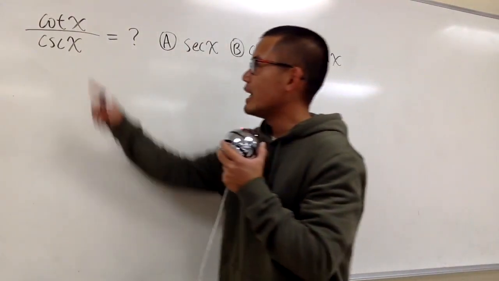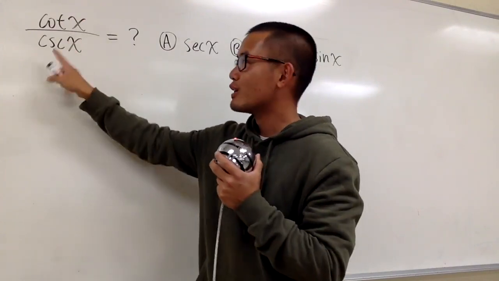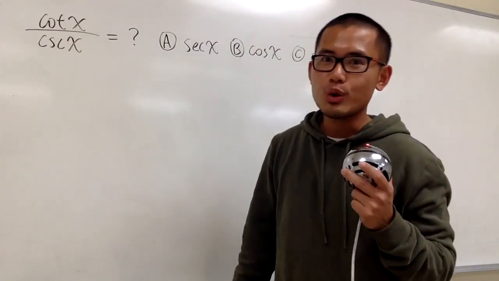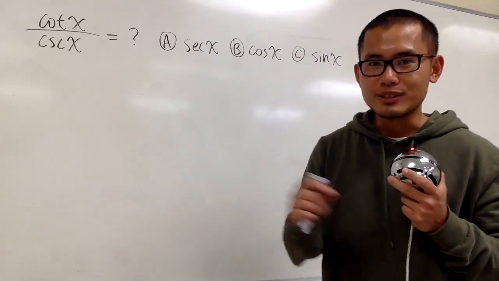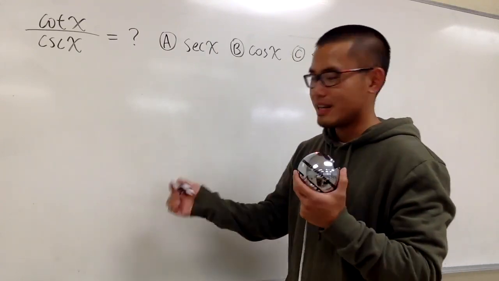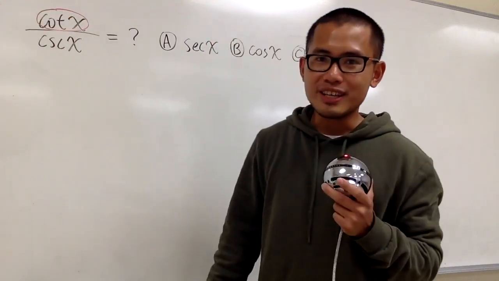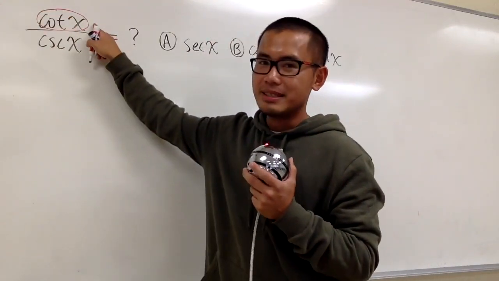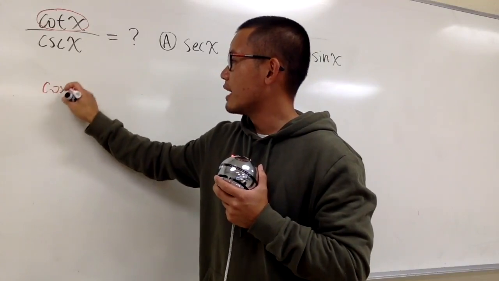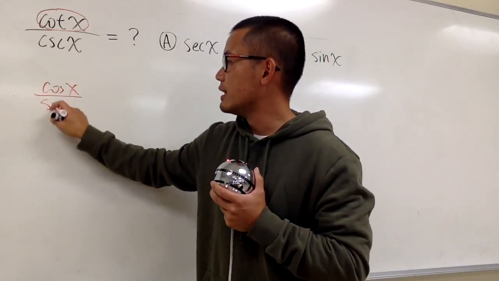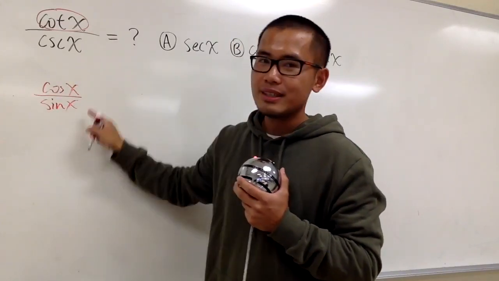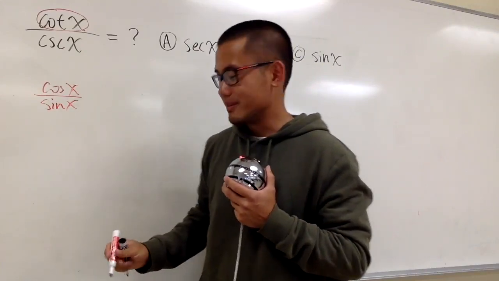Okay, for this one, we have cotangent x over cosecant x. So once again, we'll write everything in terms of sine x and cosine x, and then we'll see what will happen from there, right? So let's take care of the cotangent x first. What's cotangent x? This is the same as cosine x over sine x, all right? So you have to remember this really, really well.